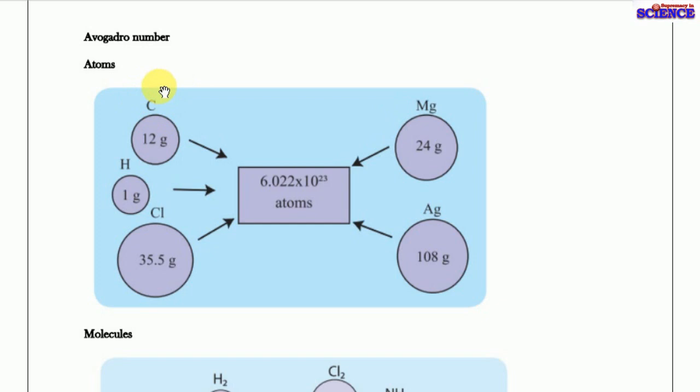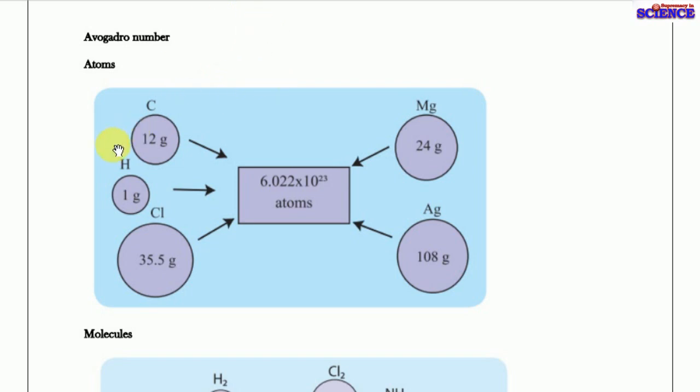Now we have another thing. We found atomic mass unit. Now there will be a confusion. Clear the confusion nicely. 12 means the number of protons and neutrons in a single atom, right?